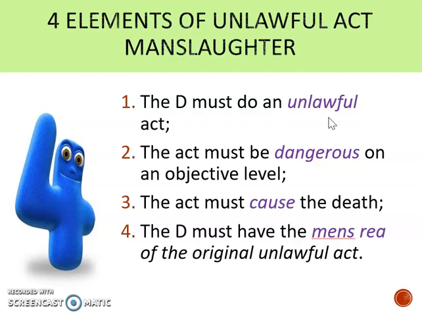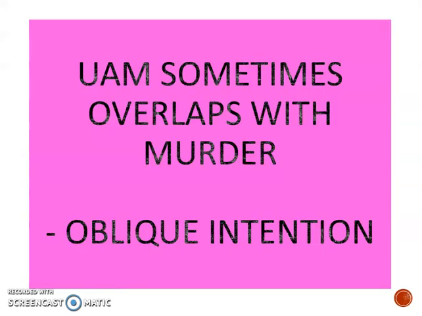That's because what we're doing here is adding these elements together to find the person guilty of UAM. What I want to bring your attention to quickly before we look at the elements of UAM is that I want you to appreciate that UAM sometimes overlaps with murder. What I mean by that is often something that could be murder could also be classed as UAM. It really depends what the CPS, what the prosecution, want to charge the defendant with.